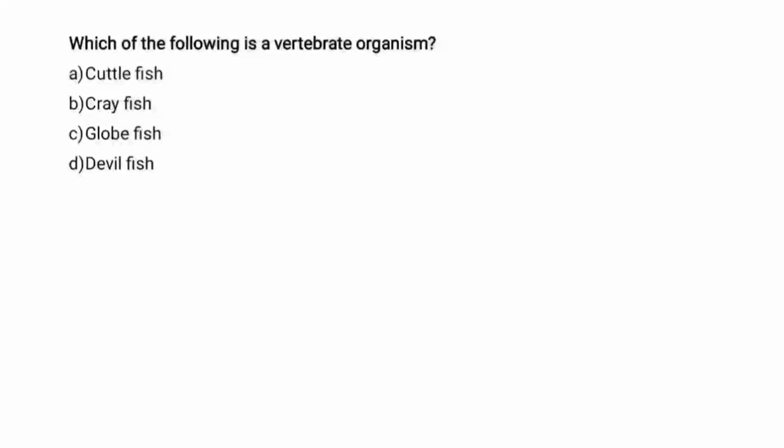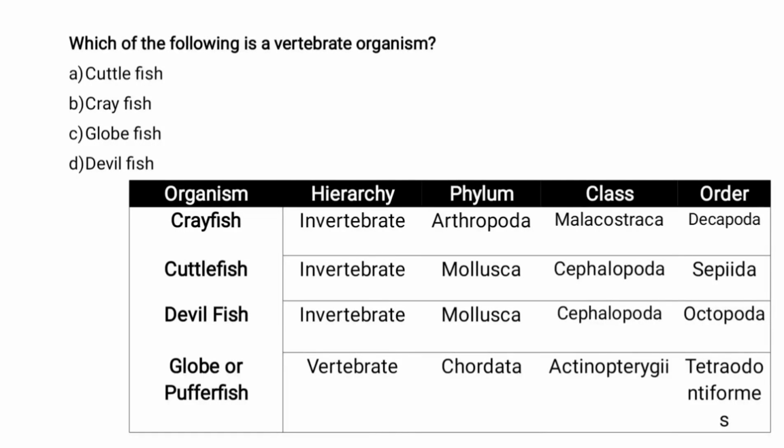The next question is, which of the following is the vertebrate organism? From this table, you can directly see which is the vertebrate and which is the invertebrate organism. Crayfish, cuttlefish and devilfish, all of the three are invertebrates. Only the globefish is the vertebrate organism. You can take a screenshot of this table also. It will be very helpful because it is also telling you about the phylum, class and order of these organisms. So our correct option will be option C, which is globefish.